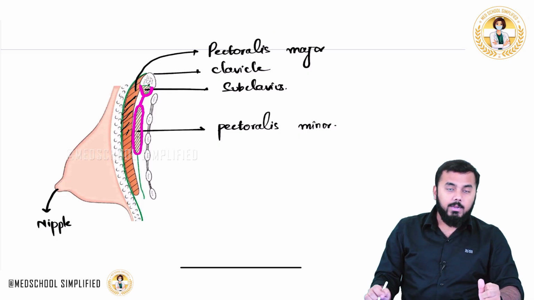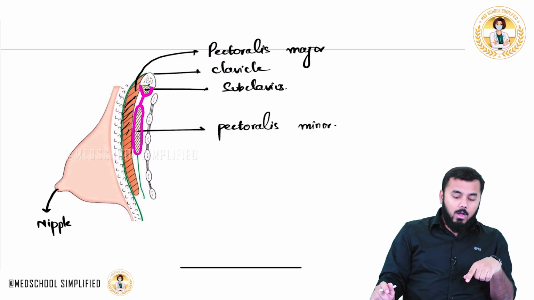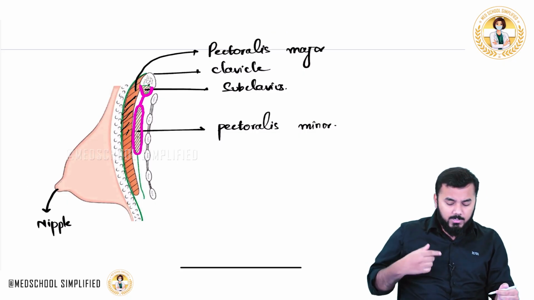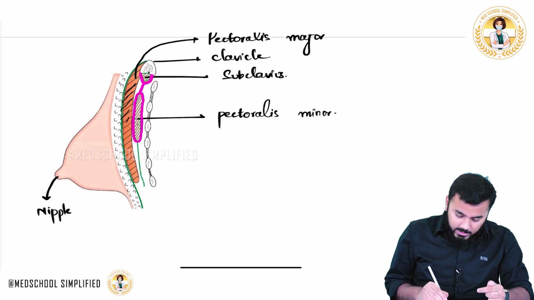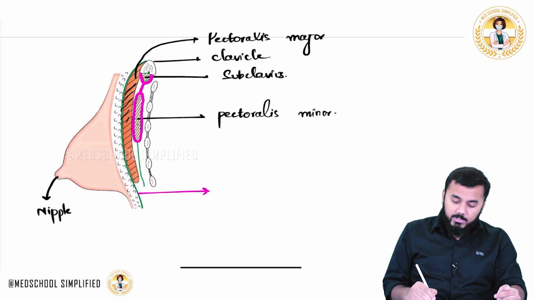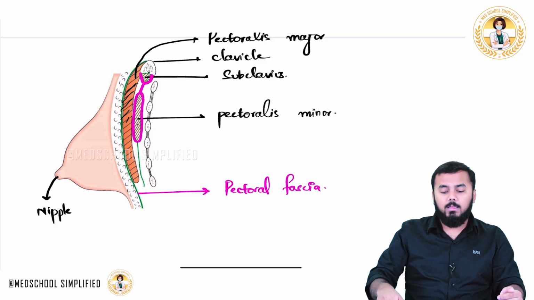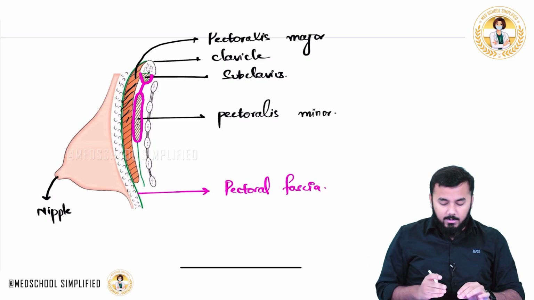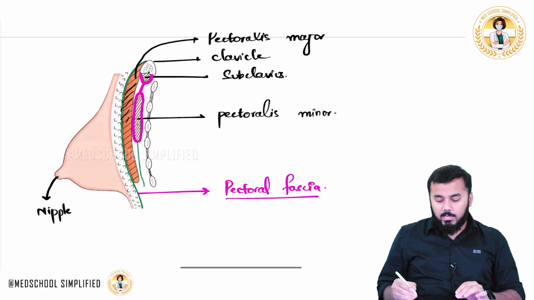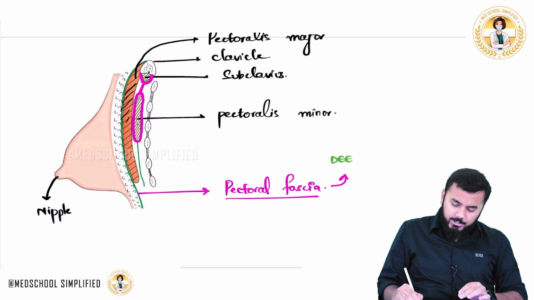Another important thing is that on the surface, covering the pectoralis major, you see a green line that is passing down. This is covering your pectoralis major, so you call it pectoral fascia. What did I tell you in the starting? I told you that breast lies in the superficial fascia. If breast is in the superficial fascia, then more inside if you go, there is pectoral fascia. So can I tell pectoral fascia is a deep fascia? Yes, pectoral fascia is a deep fascia.